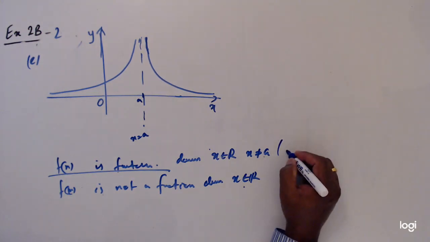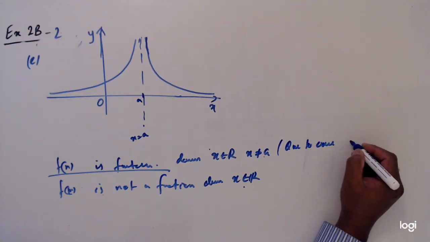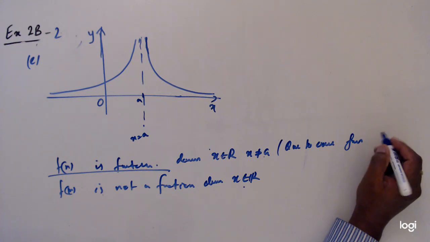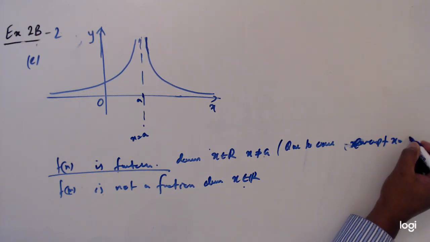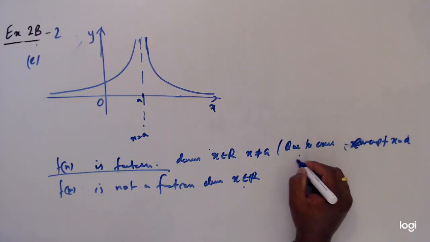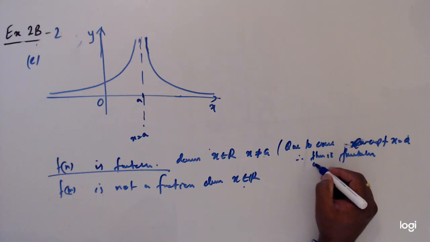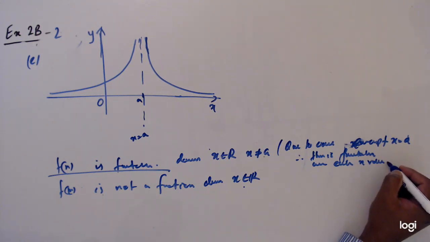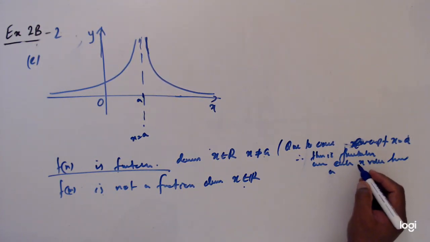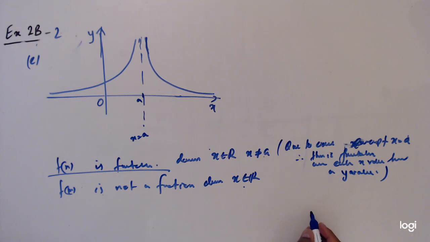So you can write 1 to 1 for all x except x equal a. Hence, this is a function as each x value has a y value. Or you can make it not a function.